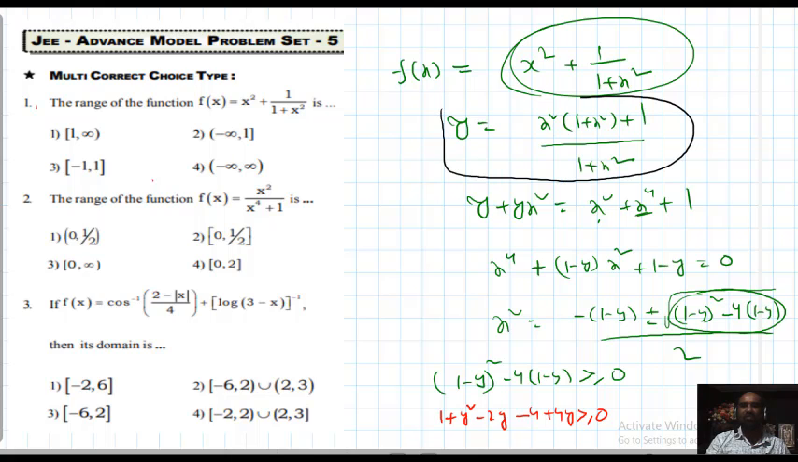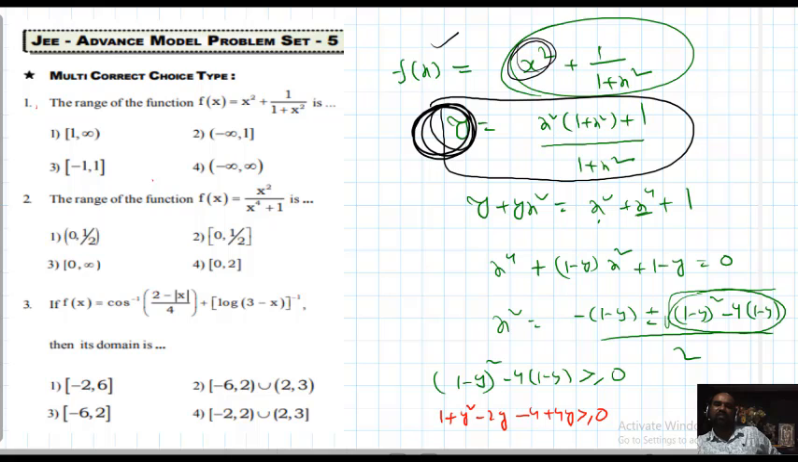Observe now this problem. What is y here? y is greater than 0 here, because x square is non-negative and 1 is positive, so non-negative plus positive; the total should be greater than 0. So actually here you need to write y greater than 0. This is the first part.